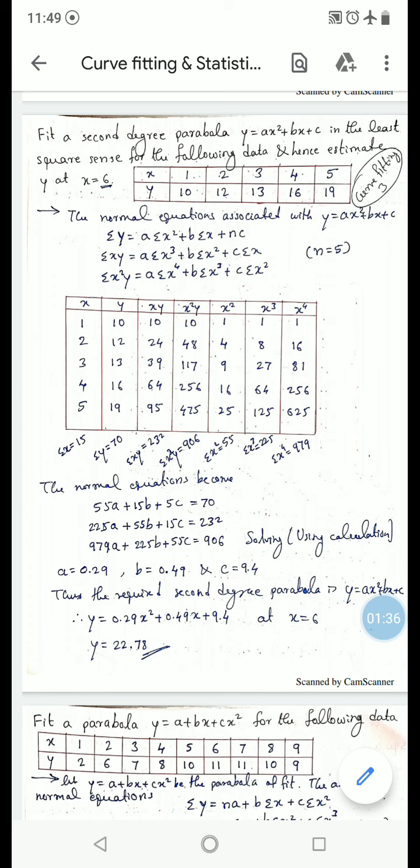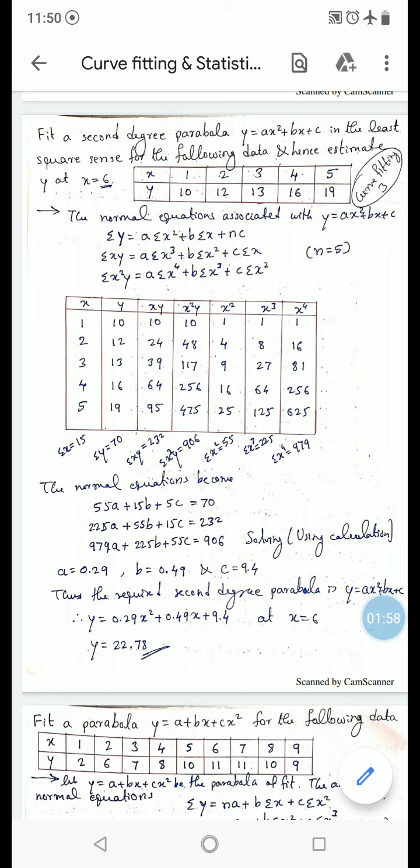Then in the x square column, square the x, that is 1 4 9 16 25. X cube, cube the x, 1 8 27 64 125. X raised to 4 column contains the terms 1 16 81 256 625. So add all the columns.